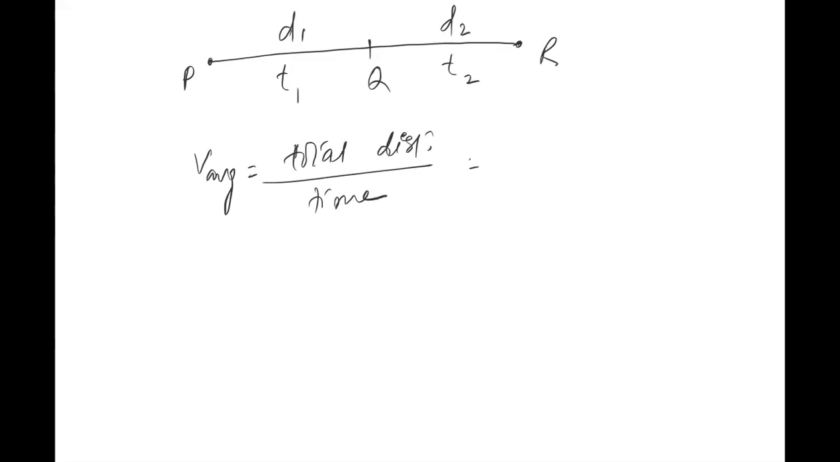Means whatever distance you have, divide the total distance by the total time. That means d1 plus d2 divided by the total time, that is t1 plus t2. And this way you will get the average speed. Okay. So to calculate average speed, you need to know two things. One is total distance, another is total time, right? And this we have already done in the previous class.